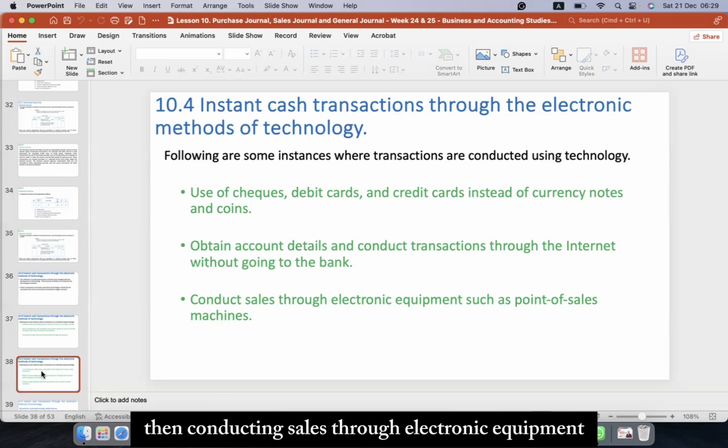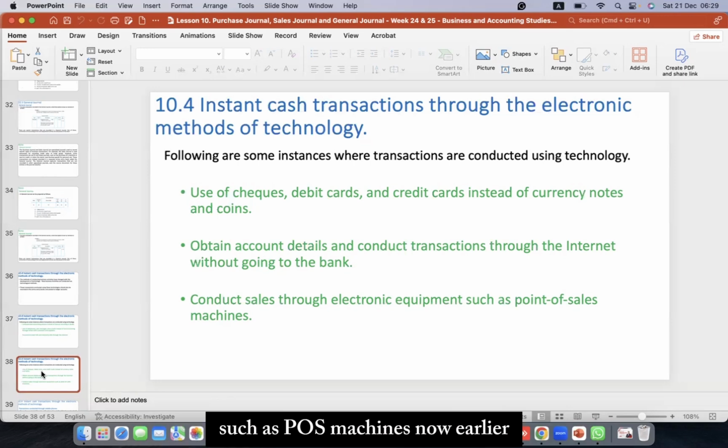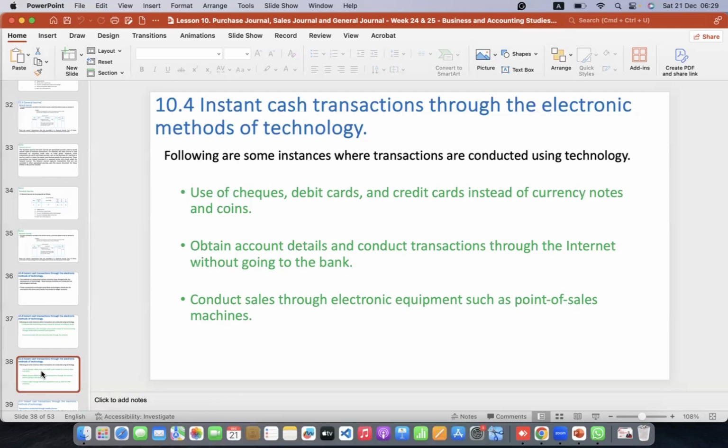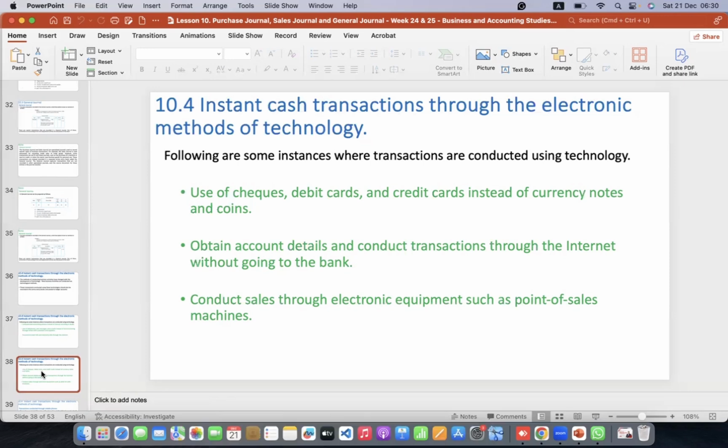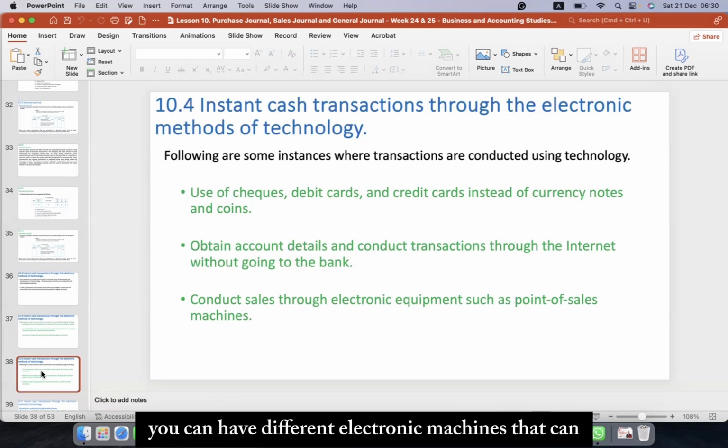Then conducting sales through electronic equipment such as POS machines. Now, earlier, we used to go and give money to the shopkeeper to get the goods. But now, if you look at how things happen, you have different electronic machines that can accept your payments. Your card payments can be accepted by point of sales machines, POS machines. Okay.